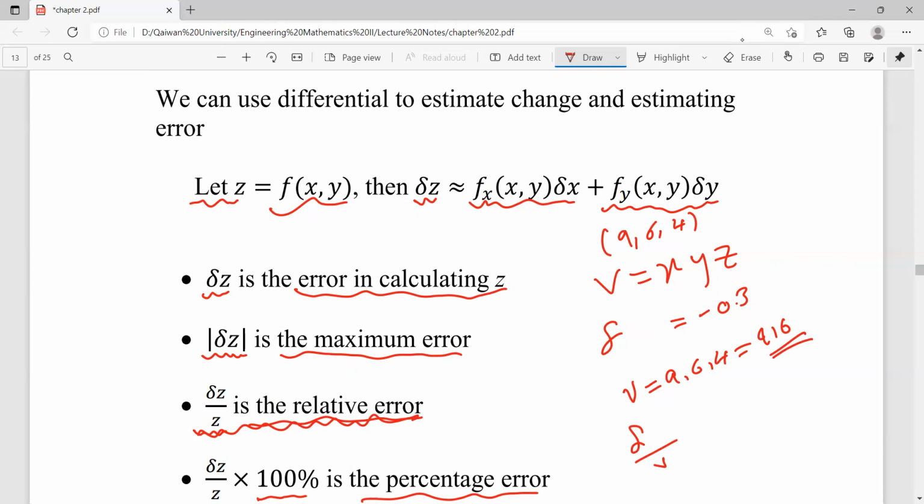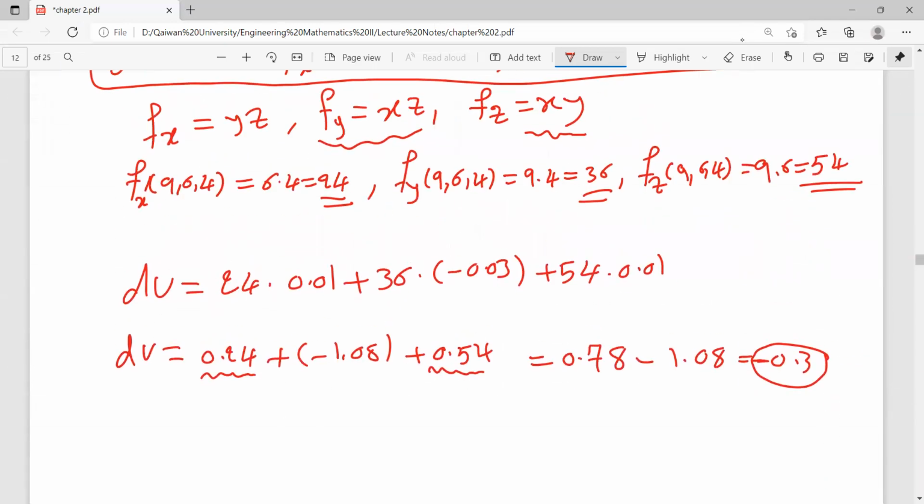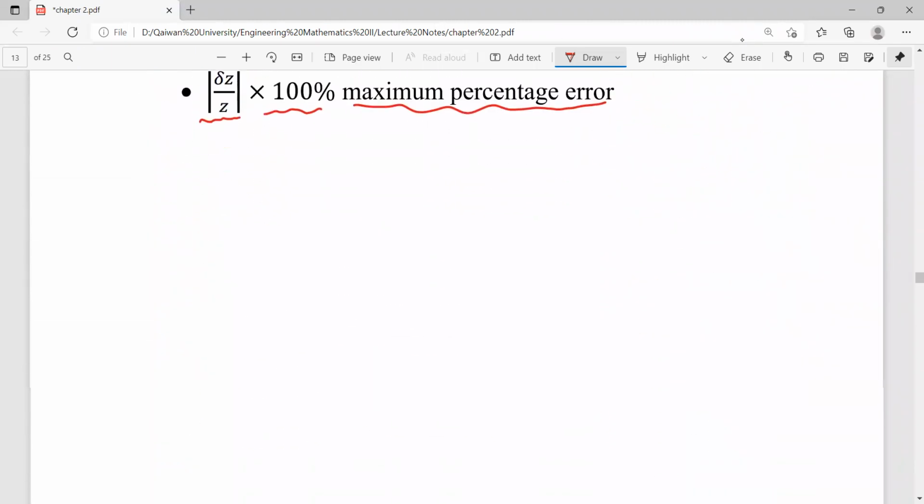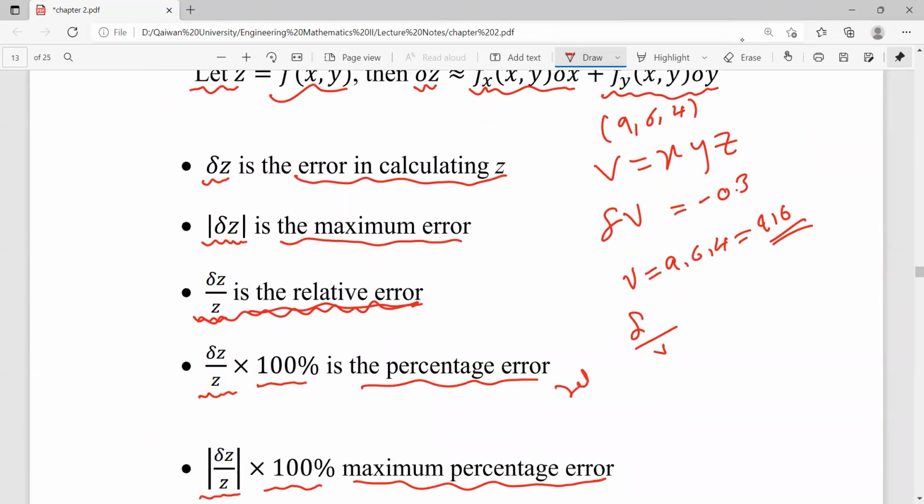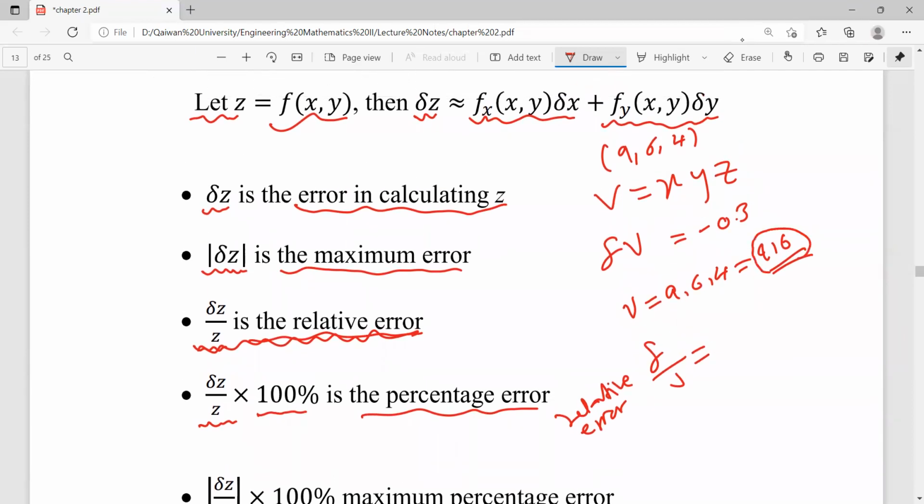This is v, because here we found dv, that means it's delta v. So the relative error, delta v over v, equals what? We said the volume is 216. We say delta v is minus 0.3 dividing by 216. This is the error. Okay, this is the relative error. Just divide this 0.3 by 216.